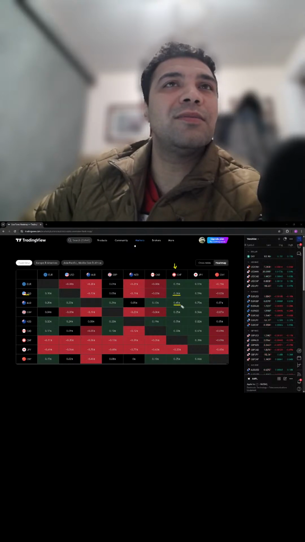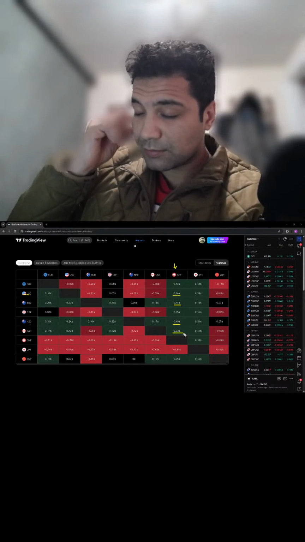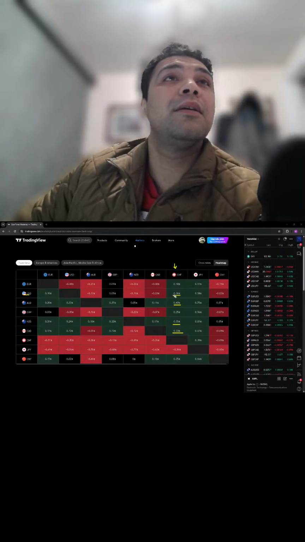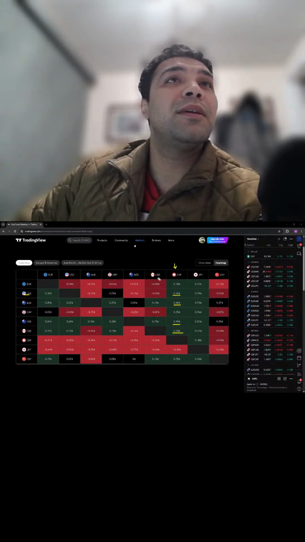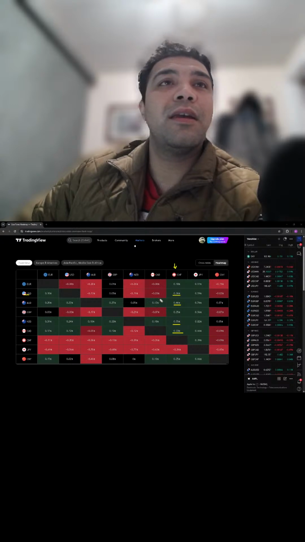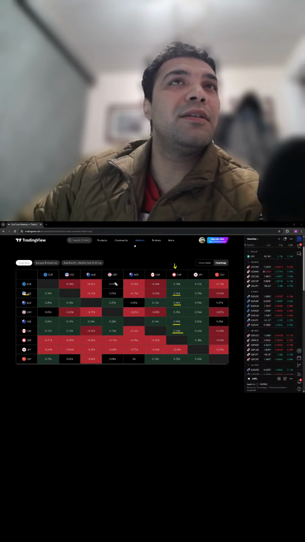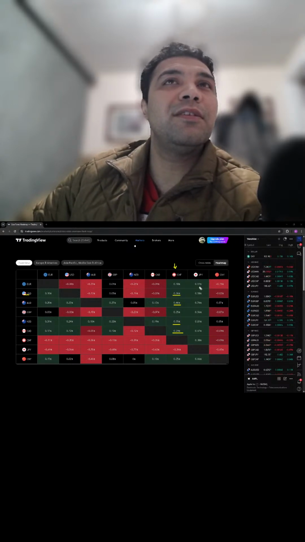With AUD CHF we can see that the weakness is there. NZD CHF we can see the weakness right here, with euro as well. And similarly with the Canadian dollar we can see the weakness there. On the other hand, we can see the CAD is getting stronger. CAD is stronger, and the yens are really weak today.